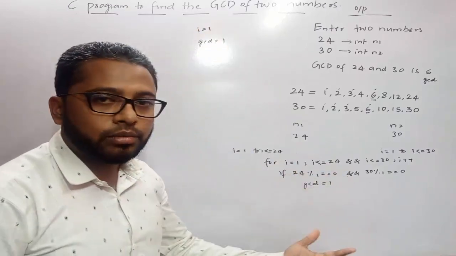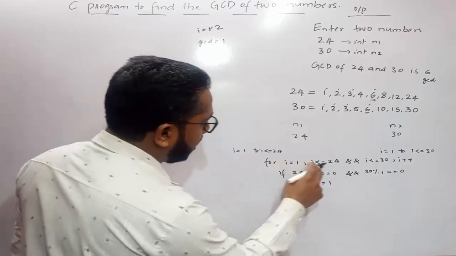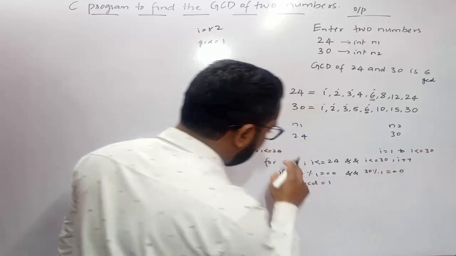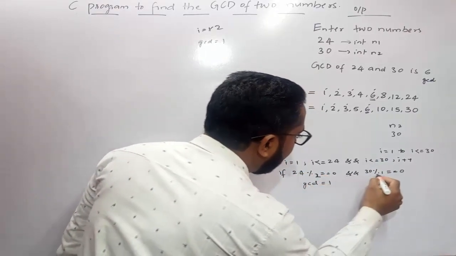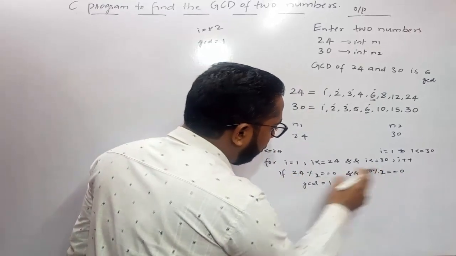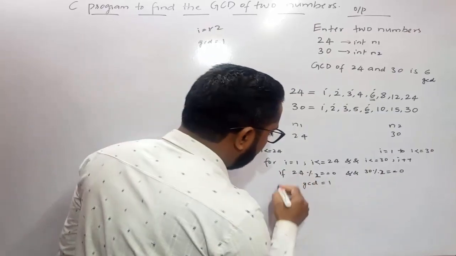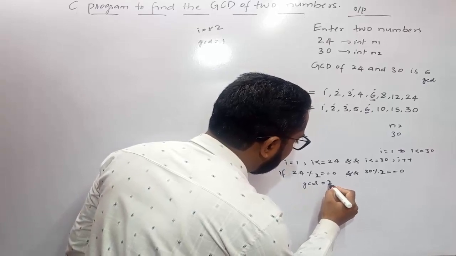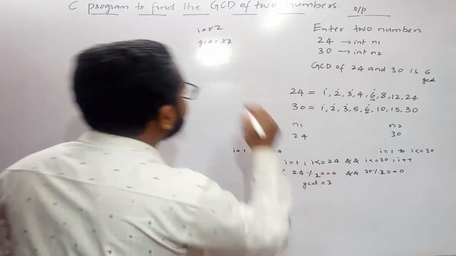Next, the I value gets incremented by 1. Now I becomes 2. For I equals to 2, the condition gets checked here. 2 is less than or equal to 24? Yes. 2 is less than or equal to 30? Yes. Control will come inside the for loop to check this condition: 24 mod 2 and 30 mod 2. Yes, I can divide both 24 and 30 by the number 2 without leaving any remainder, so control will come inside the if. Now the GCD value gets changed to 2. Now 2 gets stored inside GCD. Next, I gets incremented by 1.